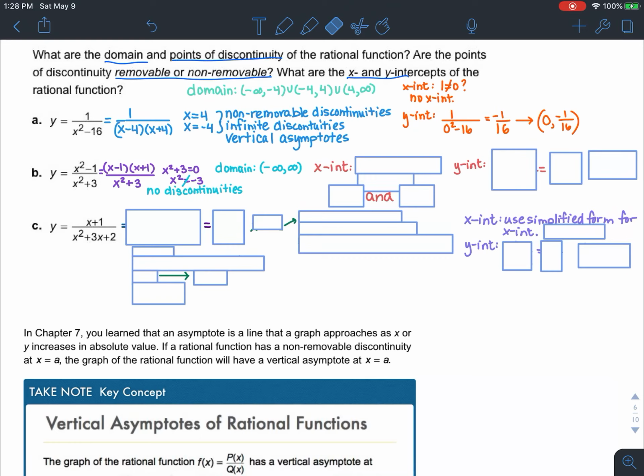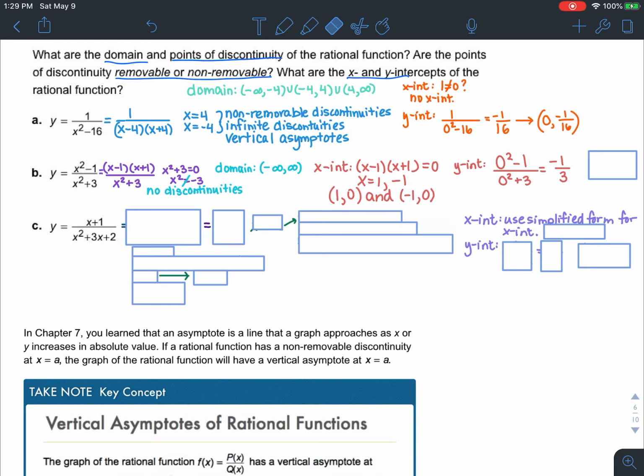The x-intercepts come from setting the top equal to 0. You don't need to worry about the bottom. So x minus 1 times x plus 1 equals 0. Might as well use your factored form because it's easier. So x is 1 and negative 1, and that means you have two x-intercepts, and that's okay. You can cross the x-axis 100 times. It doesn't matter. The y-intercept is when x is 0. Simplify. 0, negative 1/3.